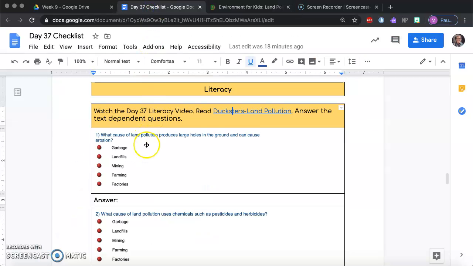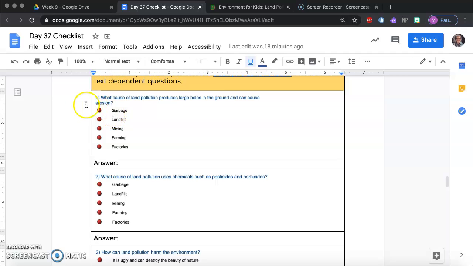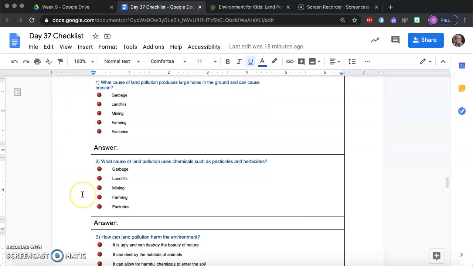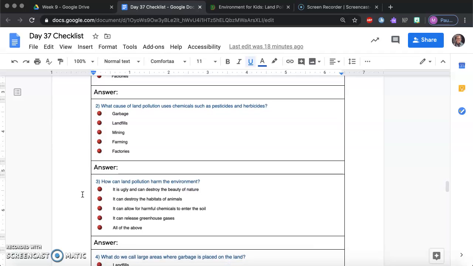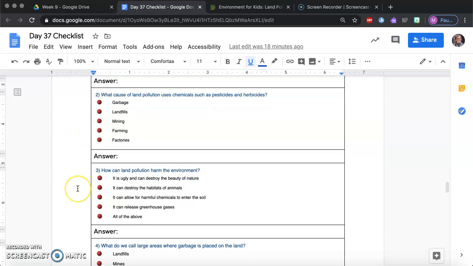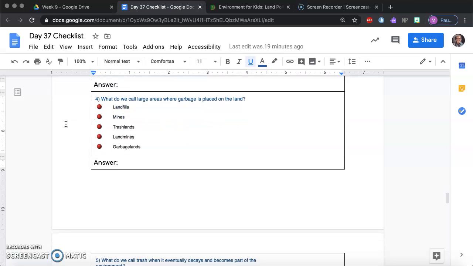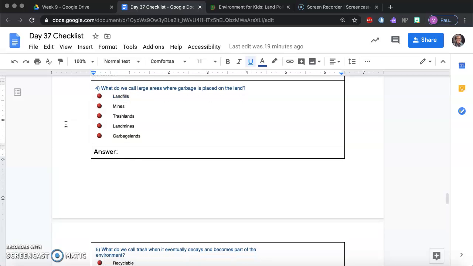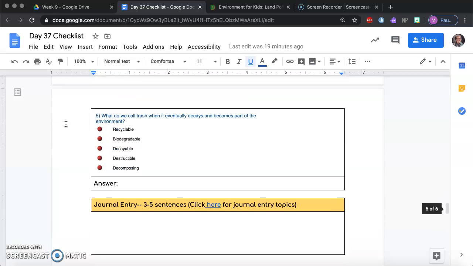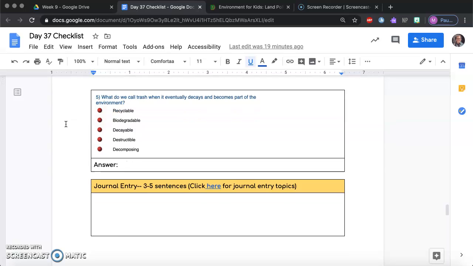All right, so after reading that, you have some questions. The first is, what cause of land pollution produces large holes in the ground and can cause erosion? Number 2, what cause of land pollution uses chemicals such as pesticides and herbicides? Number 3, how can land pollution harm the environment? Number 4, what do we call large areas where garbage is placed on land? And number 5, what do we call trash when it eventually decays and becomes part of the environment?